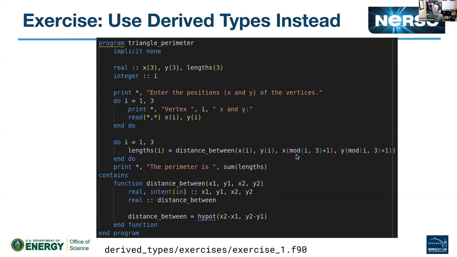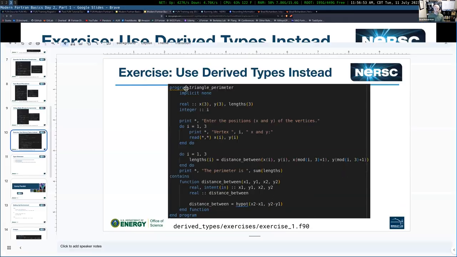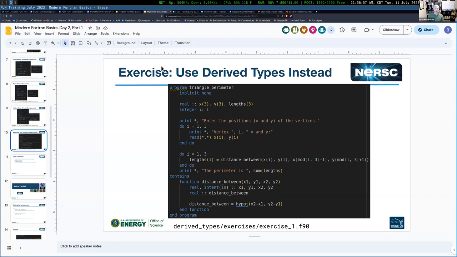I'll give a quick note on this one that this modulo procedure is so that we get the wraparound behavior for an array. So I take the distance between points 1 and 2, 2 and 3, and 3 and 1. So that's what that modulo is doing. In the meantime, I will go look at questions.